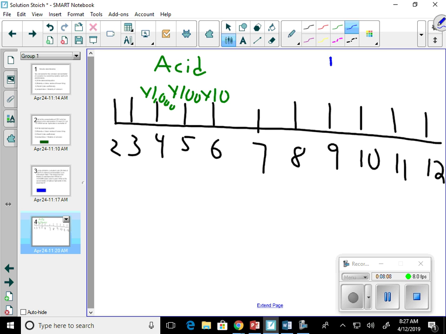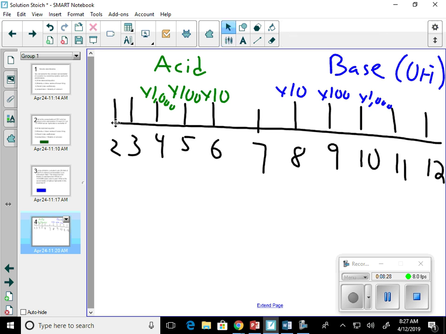Now bases, on the other hand, are above 7. So that means a pH of 8 has 10 times more, remember, of the hydroxide than water. Then 100 times, 1,000 times, so on and so forth. So we want you to be aware of a couple of things with this pH scale. The first one is acids on one side, bases on the other. Secondly, we would like you to be aware of this idea that it's a logarithmic scale.